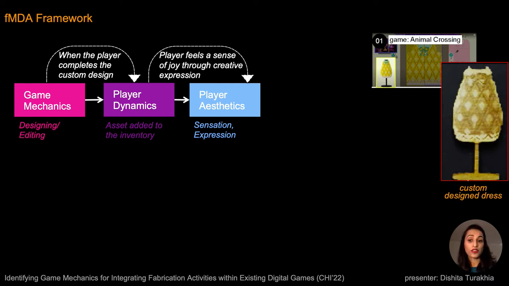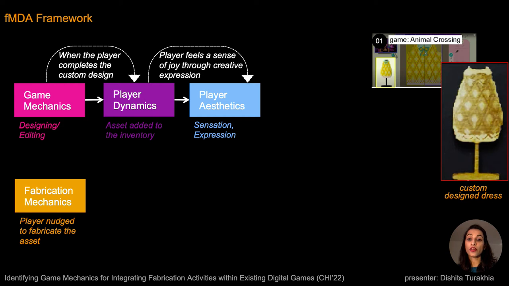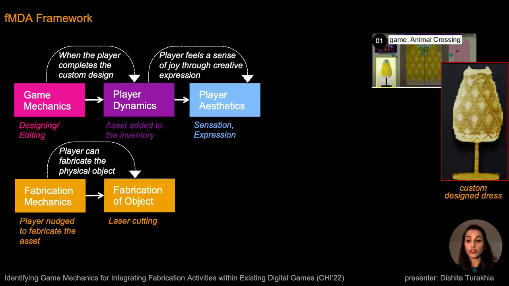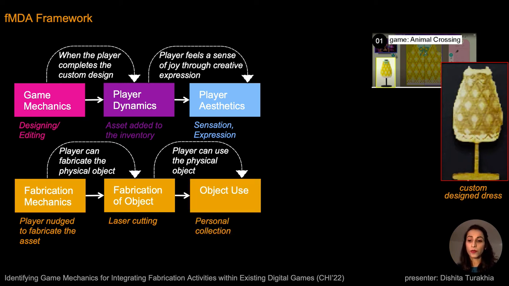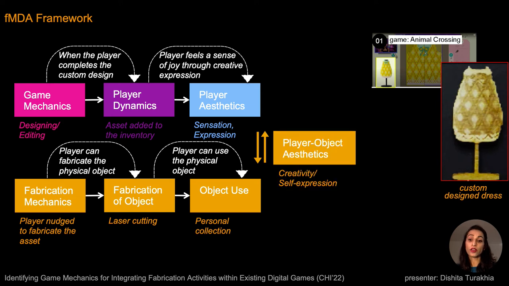For this fabrication event, the fabrication mechanics are the rules that trigger fabrication and nudge the players to physically fabricate the object using, let's say, a laser cutter. The player can then use this physical object for, let's say, their personal collection. Now, the joyful experience of not just designing but also fabricating this object of personal collection can create these new player object aesthetics or associations of creativity or self-expression.